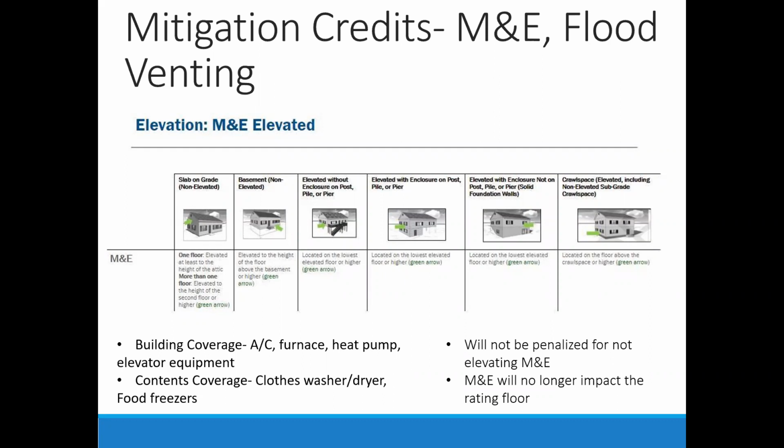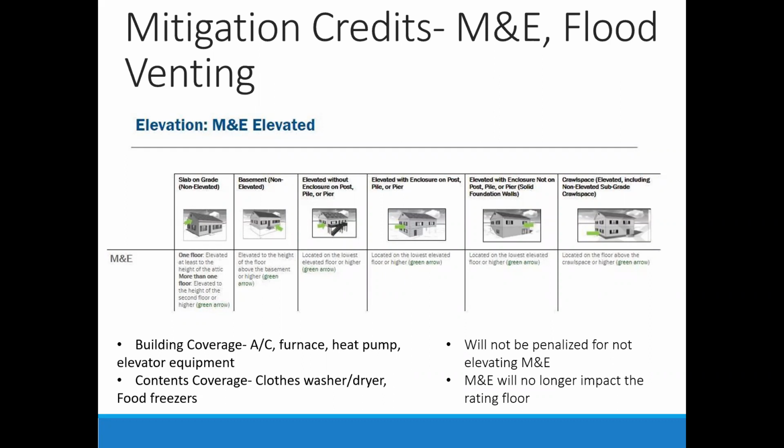So it seems a little bit unfair, I guess, if someone has a basement that it's just on the living floor, whereas if you have a slab on grade building, it has to be up to the attic level, but that's just how it's written now. For building coverage, that's the AC furnace, the heat pump, any elevator equipment, and for contents coverage, it would be the clothes washer and dryer and food freezers.